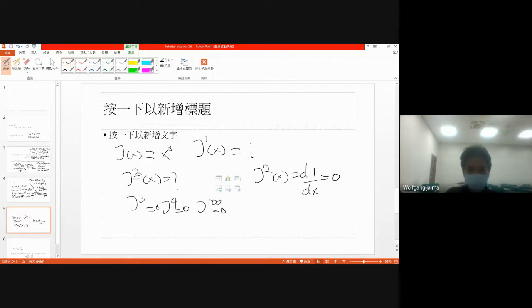So here we have h(x) equals x to the power of 45. If we derive h more than 45 times, we will get 0.